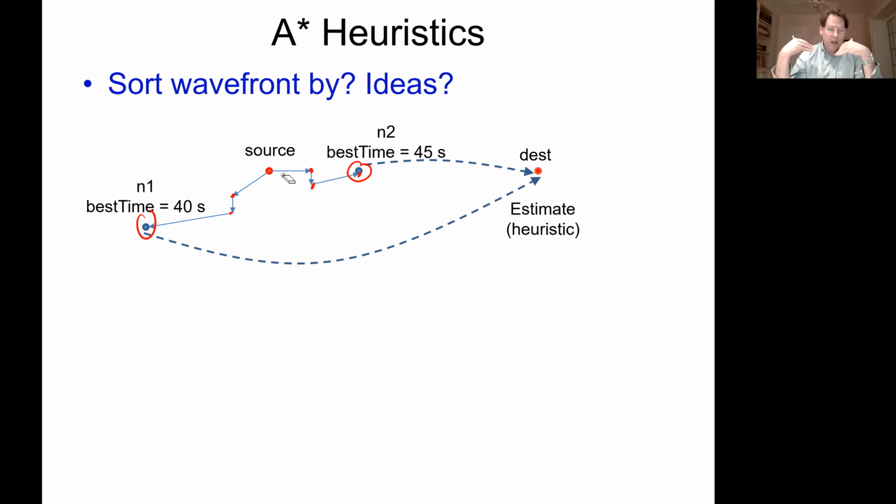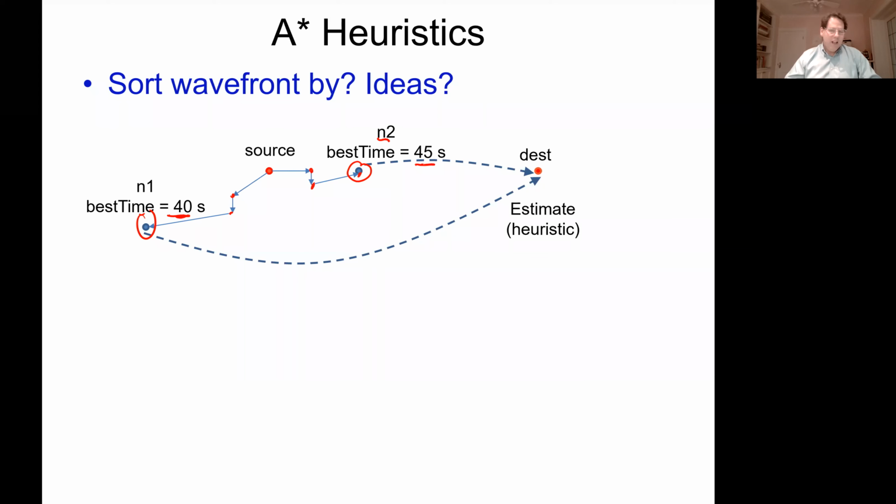And the way our search algorithm, Dijkstra's algorithm, works, we know what the best time is to both of those nodes because we've been searching outward in this wavefront. So we've reached node 1, and we know that the best time has been 40 seconds. And we've also reached node 2, and we know that the best time has been 45 seconds.